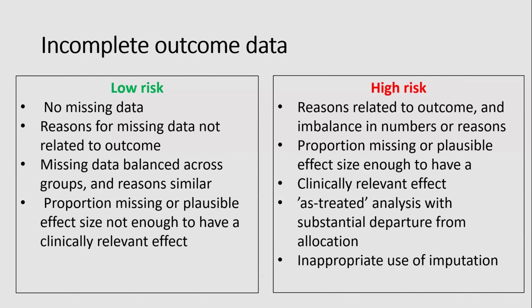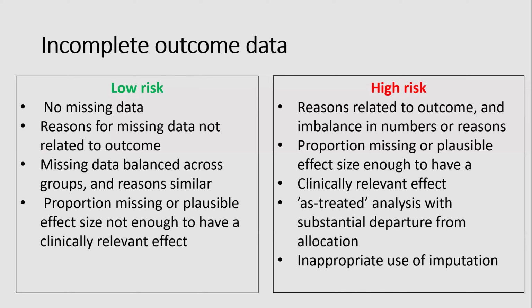So low risk, when we consider that there is no missing data, like all the outcome assessment was done based on the recruitment samples, or there are reasons for missing data not related to outcome, or missing data balanced across groups and reasons similar. That is when you use the intention to treat analysis, and you try to balance the findings for your randomized control trial.